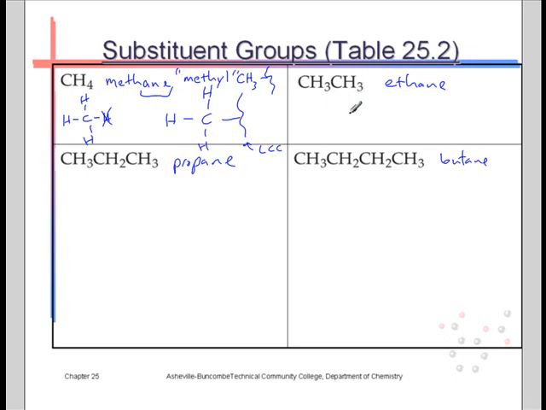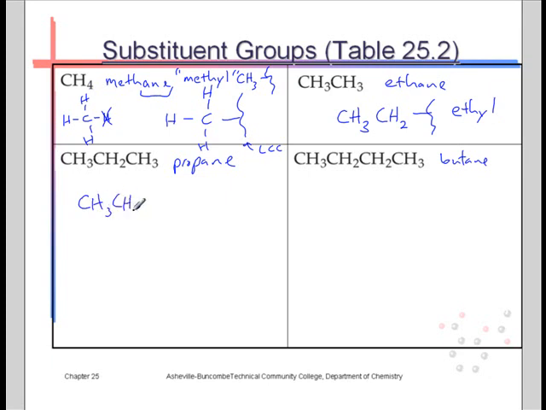So if I take off one of the hydrogens here, I would have a CH3CH2 group. What do I name that group? Well, I still use the IUPAC prefix, the base name for 2 carbons, eth. I just change the ending to a YL, and I get my ethyl group. And I can do that for each one of these.